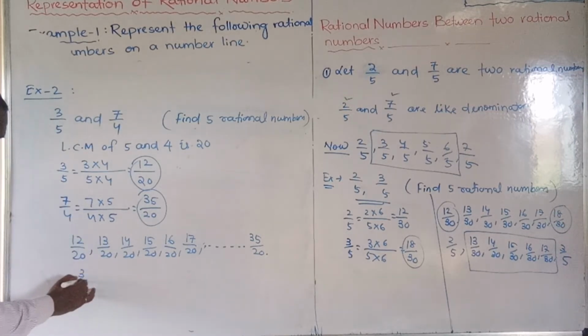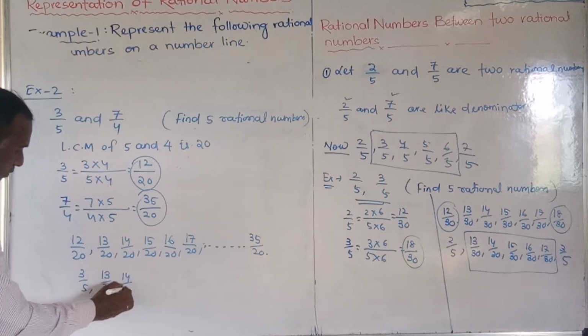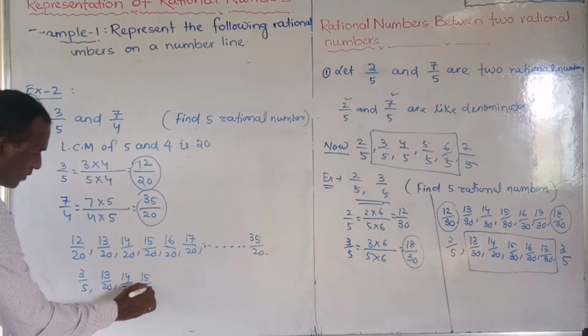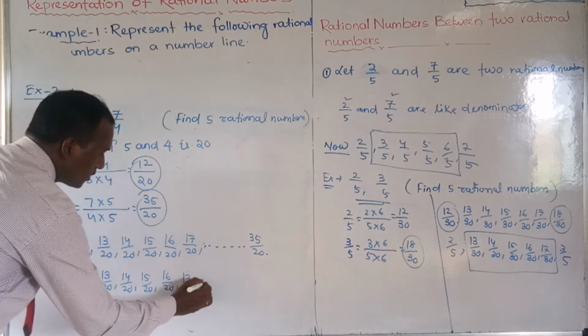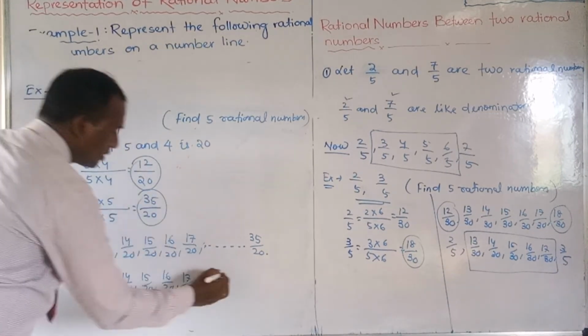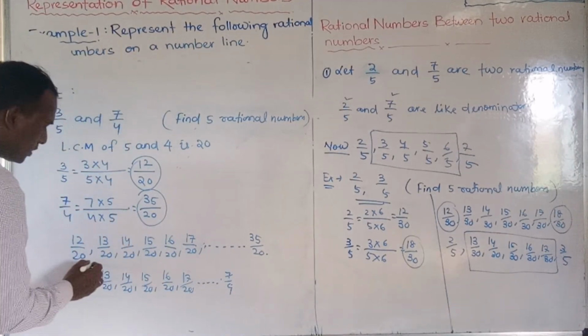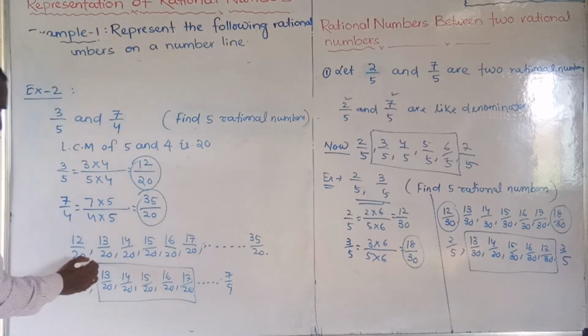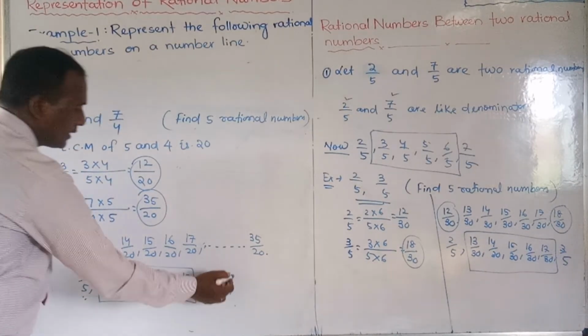13/20, 14/20, 15/20, 16/20, 17/20, and the last number is 7/4, because this number is equal to this. Okay, so these are now 5 rational numbers between 3/5 and 7/4.